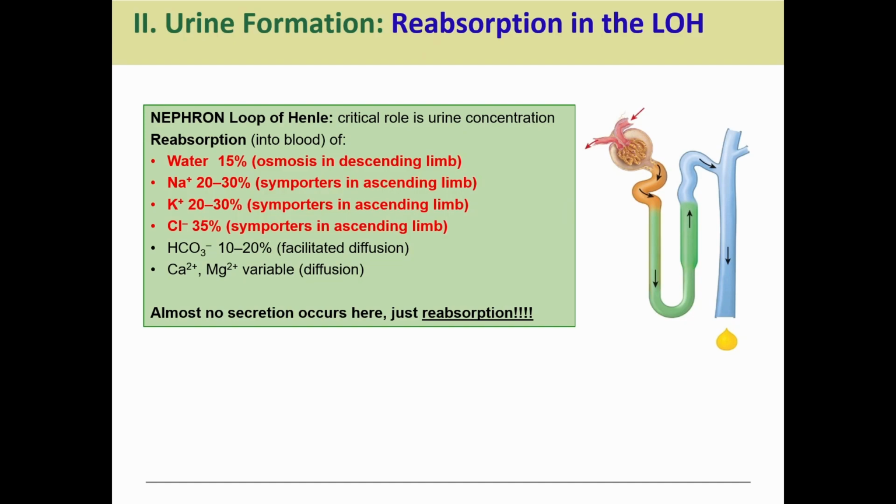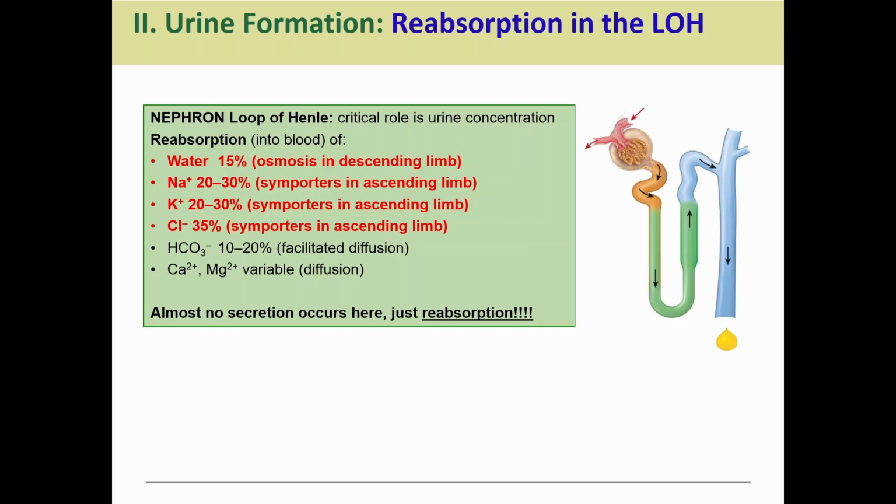When we get to the loop of Henle, we are going to reabsorb some more water through osmosis as we go down. We're going to reabsorb sodium through symporters as we go up. Also with that, potassium as we go up, and chloride as we go up. So water is typically going to be reabsorbed in the descending limb, and the ions, like sodium, potassium, and chloride, are going to be reabsorbed on the ascending limb.